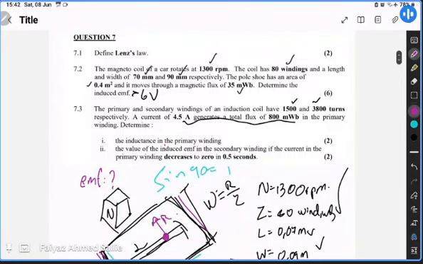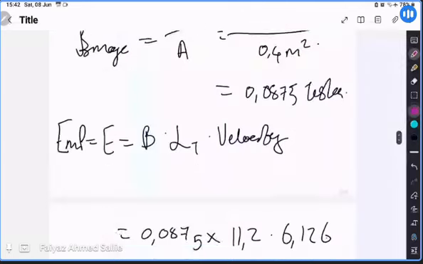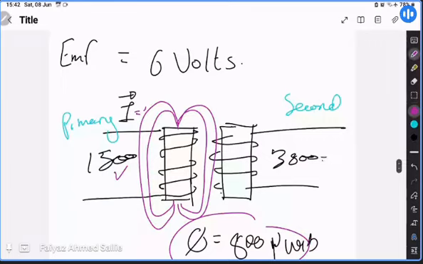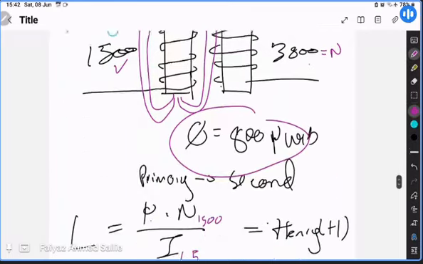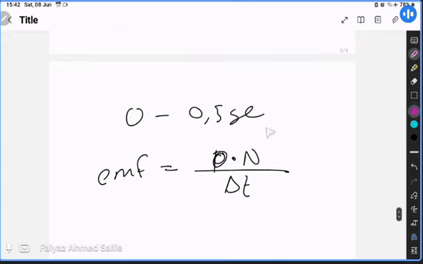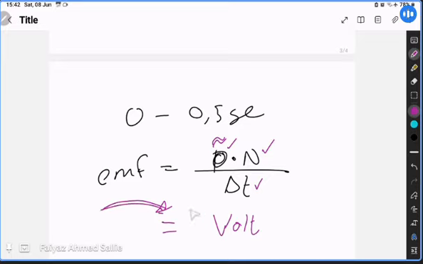Induced EMF in the secondary winding. So the secondary winding is over here. So all we have here is the number of windings. So that was given. The flux remains constant, and time is given in the question. And that is how you get the voltage from magnetic to electrical. So EMF is like electrical voltage.